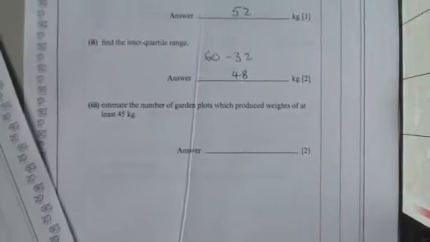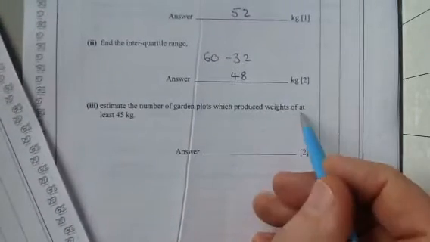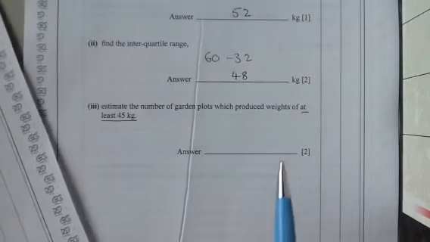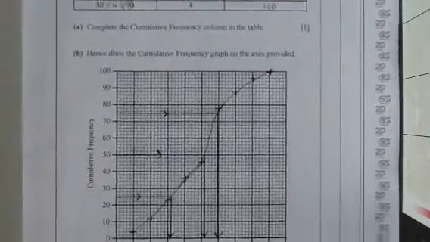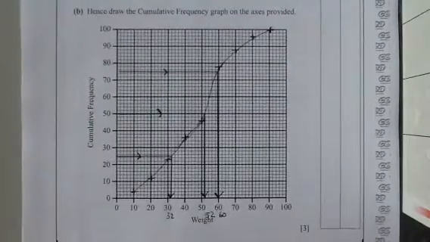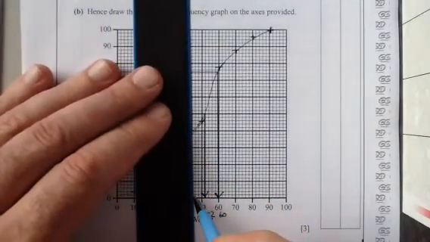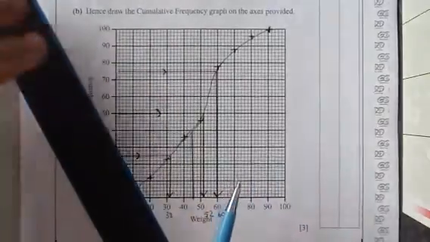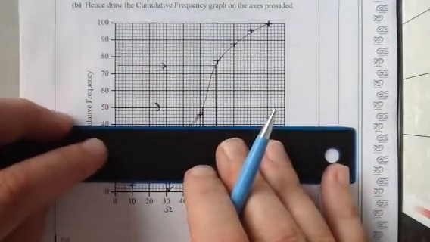Okay, now the last part of the question, estimate the number that are at least, not less than 45, but are at least or greater than 45. Okay, now we'll go back to our table. We can get from the table, if we go up from 45 to our curve, and it's coming across at 40.